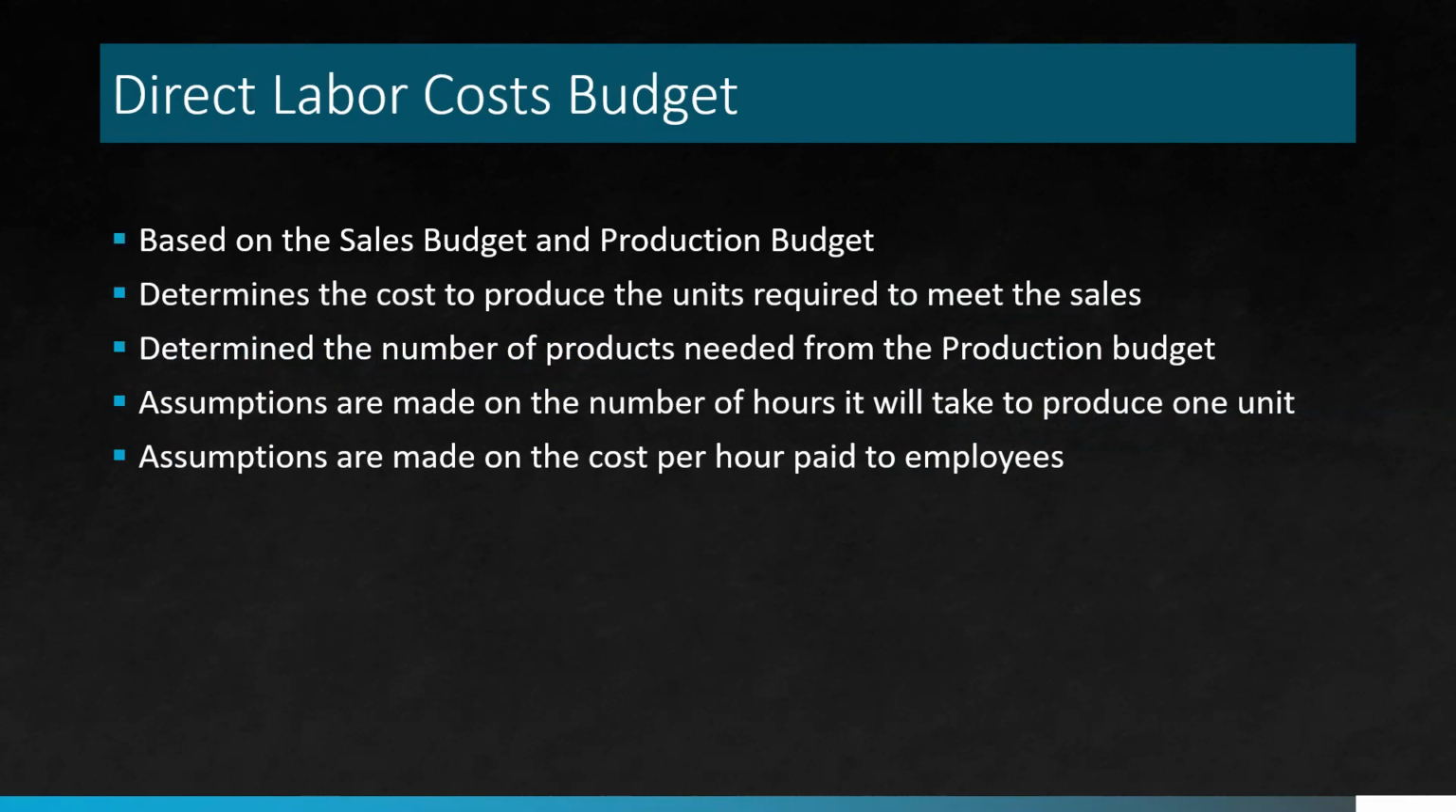And in order to meet those sales, we determined the number of products that are required when we put together the production budget. And again, as with any other budget, assumptions are going to be made on the number of hours it will take to produce a unit and the cost per hour that we pay to employees. And again, these assumptions typically are based on historical data.